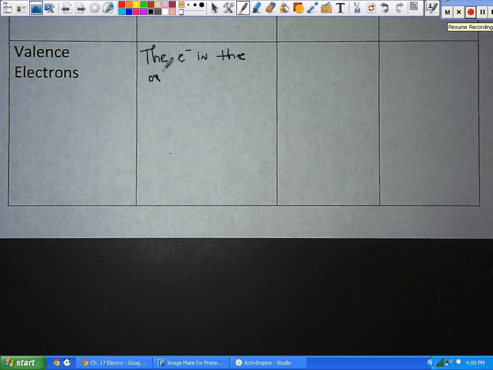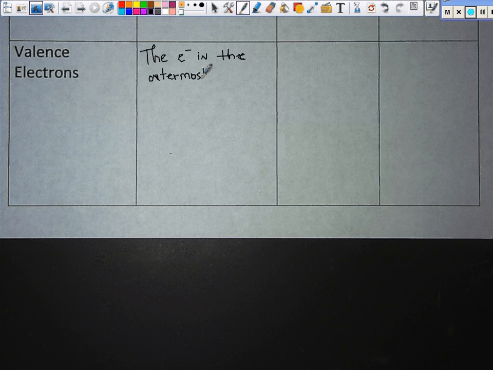But again, the valence electron is the electron in the outermost energy level. Okay, the outermost energy level.